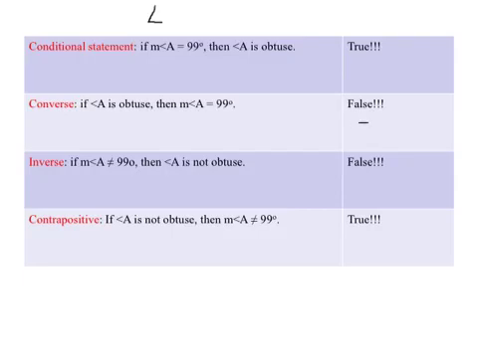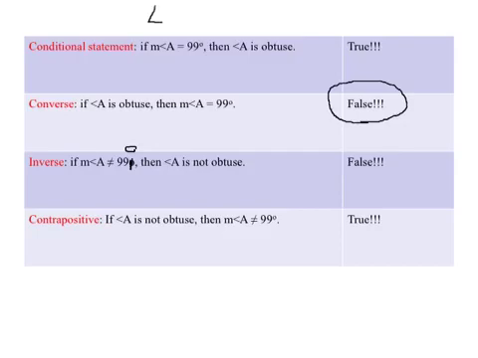Okay, that's not true all the time. Angle A could be obtuse. It could be anything greater than 90 degrees and less than 180. Oh, I found an error. That should be a little degree sign.